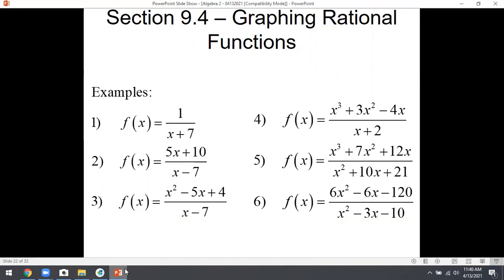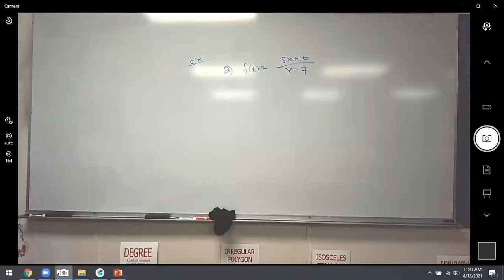The nice thing about these rules is it works for simple and complicated cases all the time. So your next example, number 2, is going to be the function f of x equals 5x plus 10 over x minus 7. Now, this does not look like what we just got done studying, does it? This is slightly different. Nonetheless, we're going to follow our little procedures. We're going to find all the key things, and we're going to figure out the graph from it.